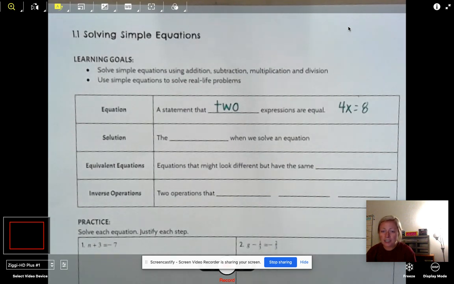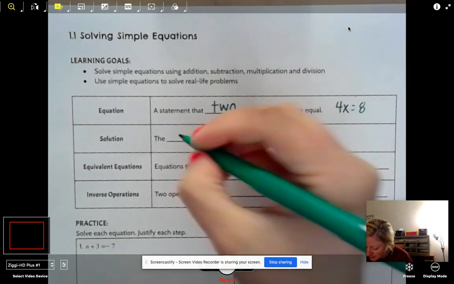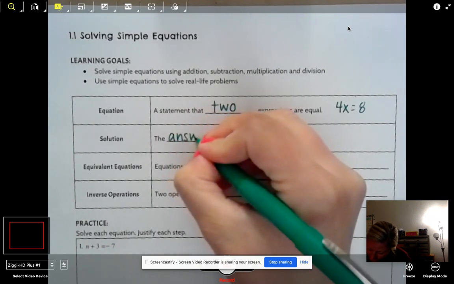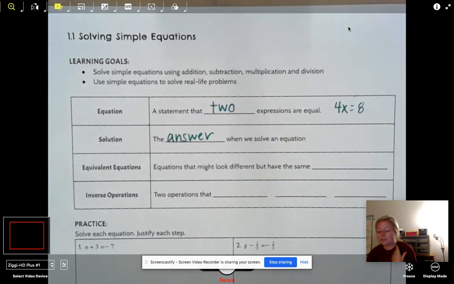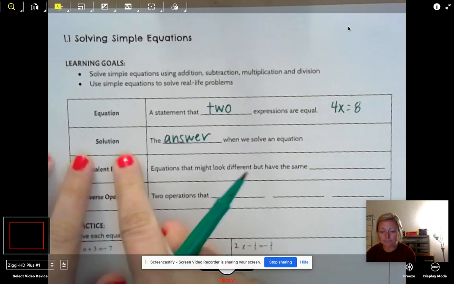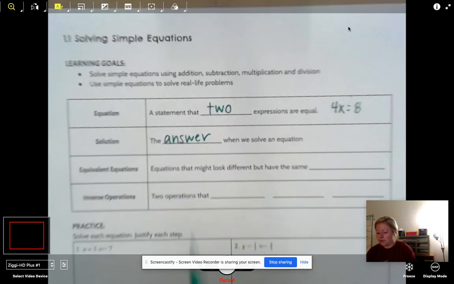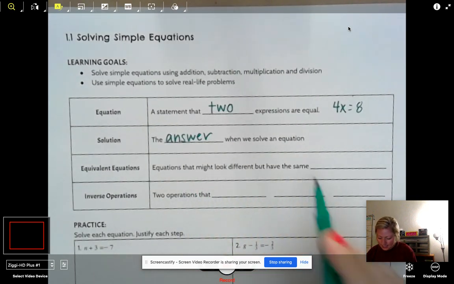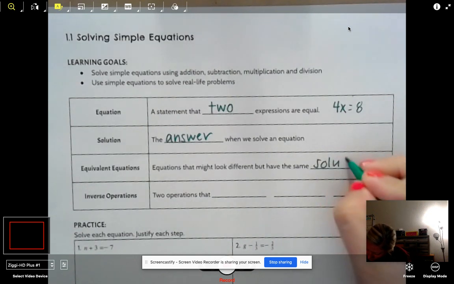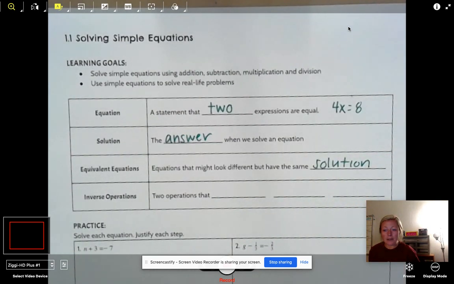The solution is the answer when we solve an equation. So whatever our answer is, we can call that sometimes the solution. This one might be a new word or a new set of words for you: equivalent equations. Equivalent means they're the same, they're equal. So equations that might look different but have the same solution. So again, in math, we can manipulate a lot of things so they look different. But as long as they're equivalent, we can still use them.